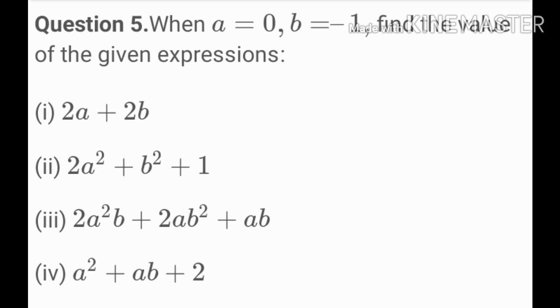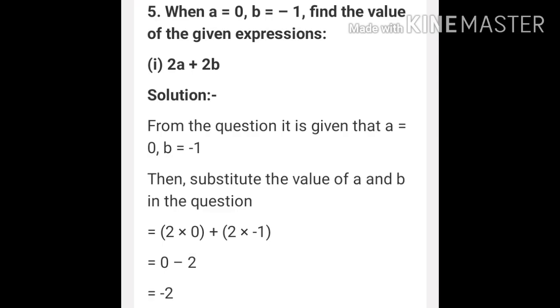Here are four parts given. Let us see. First part, 2A plus 2B, when A is equal to 0 and B is equal to minus 1. Let us substitute the value of A and B. So 2 into 0 plus 2 into minus 1. 0 minus 2 is equal to minus 2, answer.